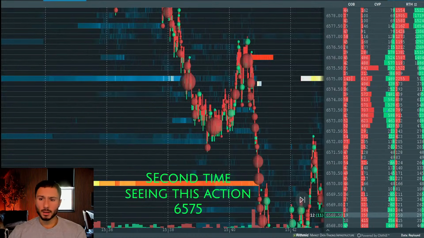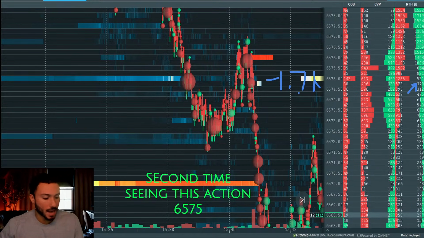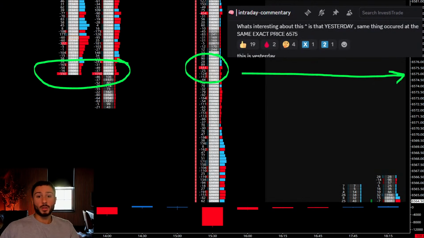A few minutes later, same thing. We see 613 more contracts come in, giving us now 2,200 contracts which hit the bid that day. But what's important here is that, yeah, 22 contracts is not a lot, but only 500 hit the offer, giving us a negative delta of minus 1.7K, or minus 1.7K negative delta at that specific price. So 65.75 from the previous session became a significant level of interest.